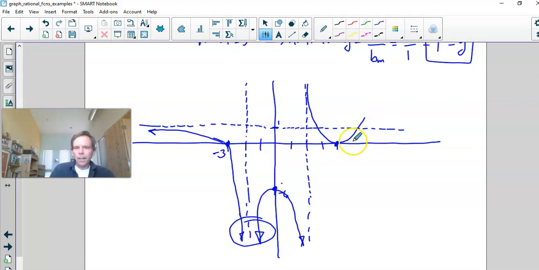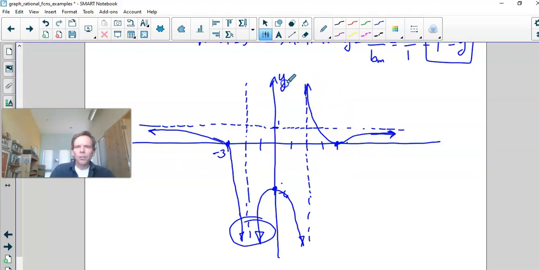Whoop, and my guess is it's not going to cross again. It's going to go like that. Let me erase what I just did. It could cross, but it's usually pretty rare. So it comes down off the vertical asymptote from the top, touches at 4, and then bounces back and gets closer and closer to the horizontal asymptote.